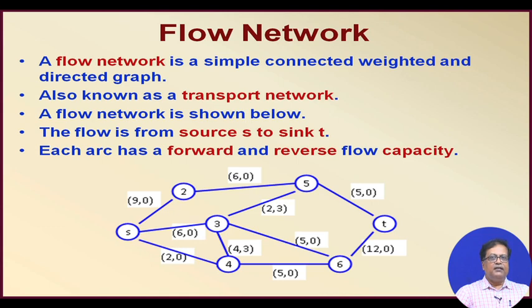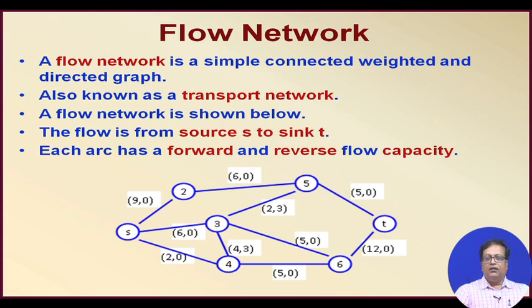Second, it should be connected. Connected means it should not have components, and from every node to every other node there should be a path available. Like here, S to T, there are paths, S to 6 there are paths. So, between every pair of nodes there are paths. So, it is a connected graph.